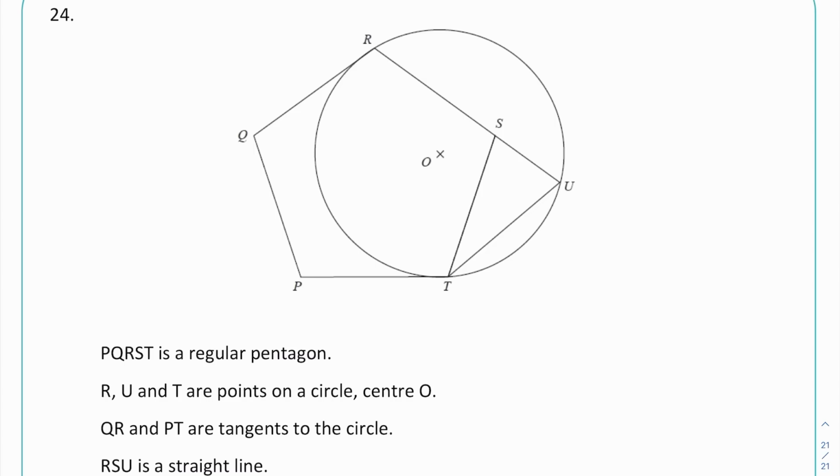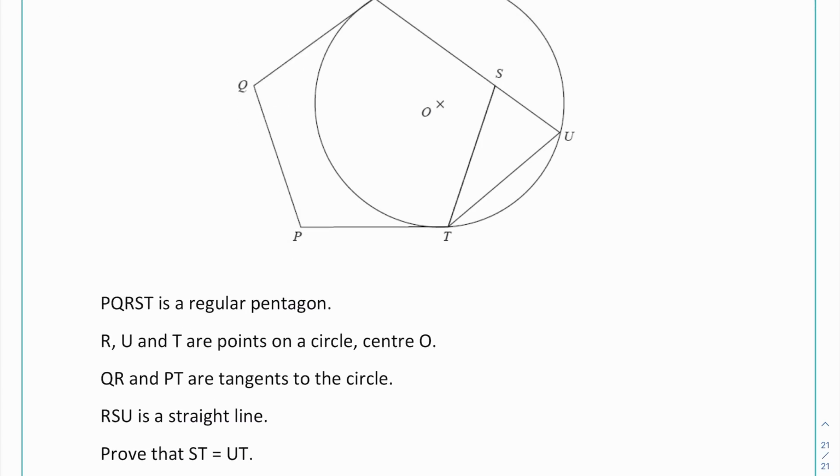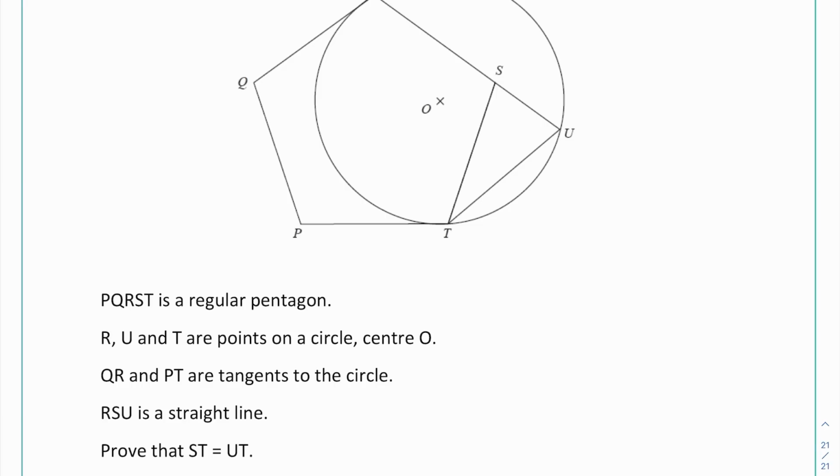Okay, so this question says PQRST is a regular pentagon. R, U and T are points on a circle centre O. QR and PT are tangents to the circle, and RSU is a straight line. Prove that ST is equal to UT. So ST is this one here. It wants us to prove that that's equal to this one. Now if those two sides are equal, then that triangle just here would have to be an isosceles triangle. So let's have a look at seeing if we can prove if that's an isosceles.